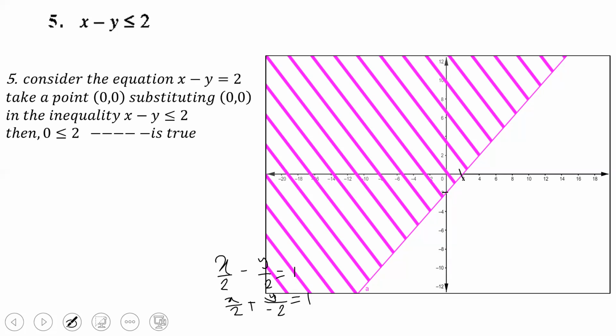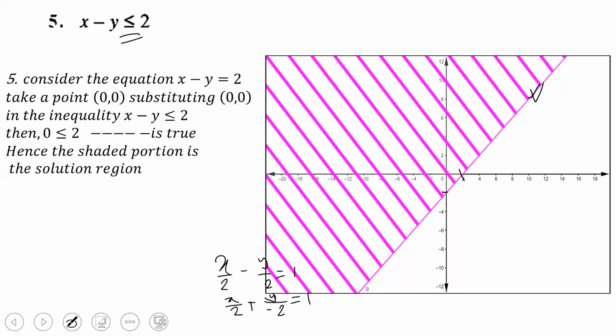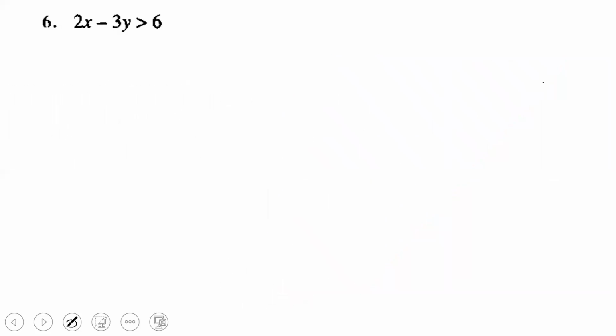Since we are using the less than or equal sign here, we will consider the line also. And if the inequality is given as less than, at that time we will not consider the line. Okay, so the shaded portion is the solution region. So moving to the next question, question number 6. 2x minus 3y greater than 6.